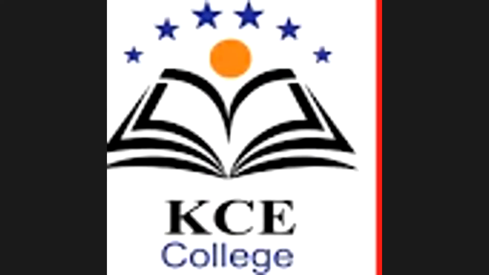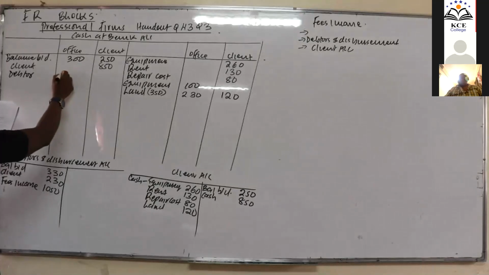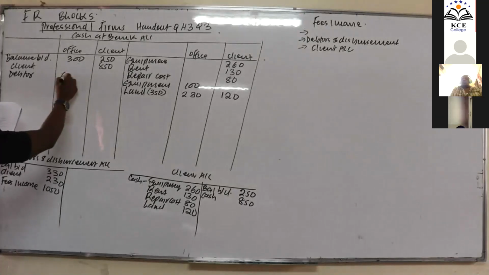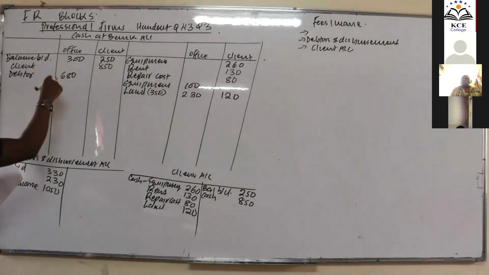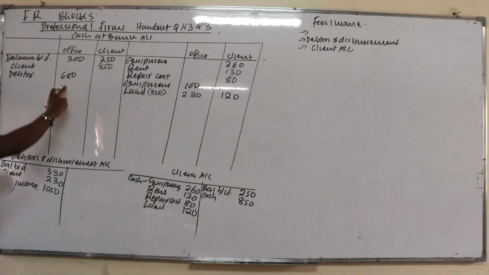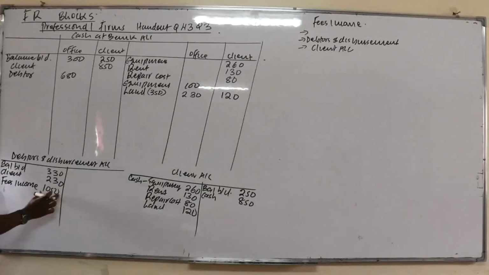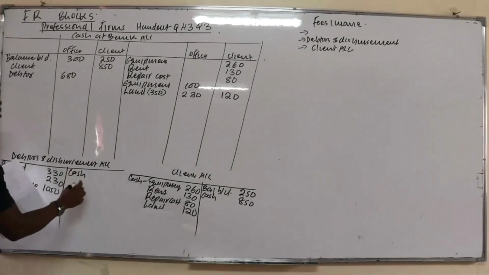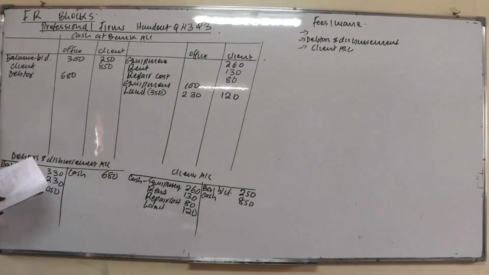Of this amount we charged, we received an amount of 680. So that's a cash inflow. So the debtors, they paid, those are our clients who paid, and they paid in our account an amount of 680. So you debit the cash account, you credit the debtors account. Of this 1050, we received cash, an amount was 680.